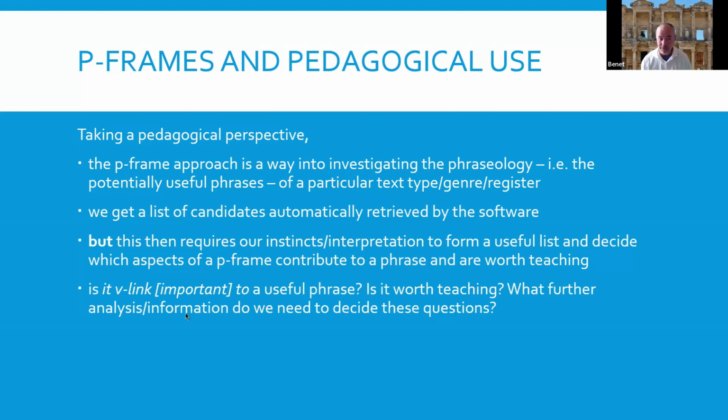So questions might be, is it, I put V-link there, to cover "is", "becomes", "seems", etc. "Important to", a useful phrase? I might as well point out at this stage that I put square brackets around "important" to indicate that it's a semantic set. So it's a set of words which means something like important: necessary, vital, essential, crucial might all occur there. So if you find that, is it worth teaching? What other analysis do we need to do to decide these questions? These are the questions we're going to be looking at today.